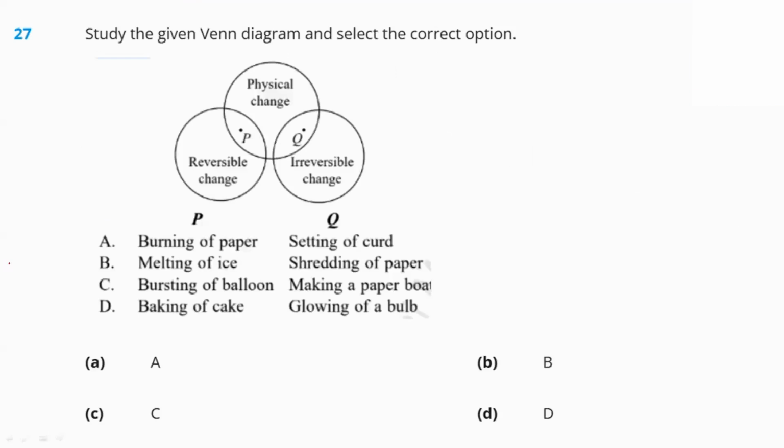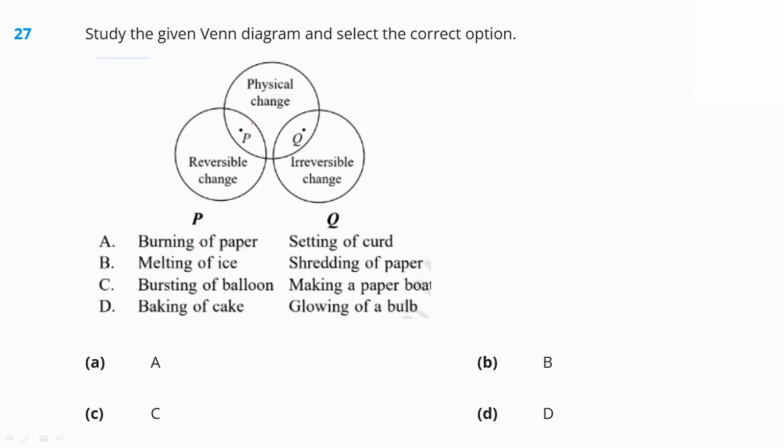Next question. Study the given Venn diagram and select the correct option. So you have to identify P and Q by looking at the Venn diagram. So P is physical as well as reversible change, and Q is physical as well as irreversible change.